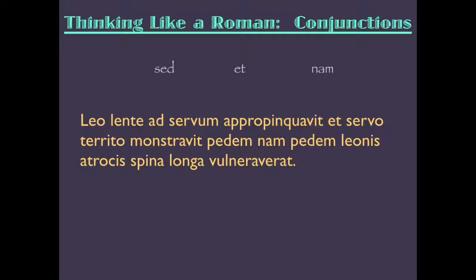As I read this sentence, I noticed three verbs. The first one is appropinquavit, approached. The second one is monstravit, showed. And the third one is vulneraverat, had wounded. The two conjunctions are et, and then the other conjunction is nam. So how does a Roman use this information?